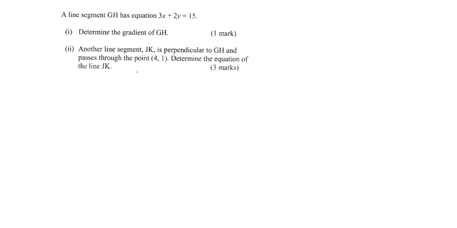We have another question here. I'm not sure which paper it's from. So we have a line segment GH, and we have an equation for this line segment. They want the gradient. So we have 3x plus 2y is equal to 15. We need to make y the subject of the formula. So 2y is equal to 15 minus 3x. Divide everything by 2. So this is 15 over 2 minus 3 over 2x. So the gradient m is equal to minus 3 over 2.